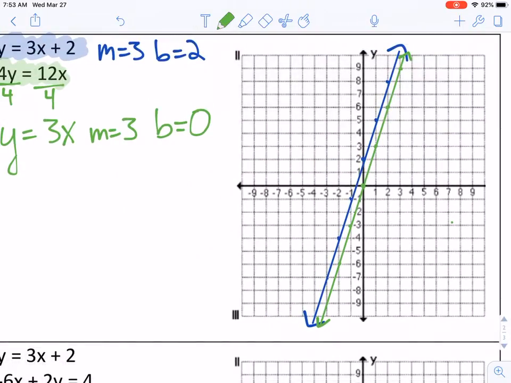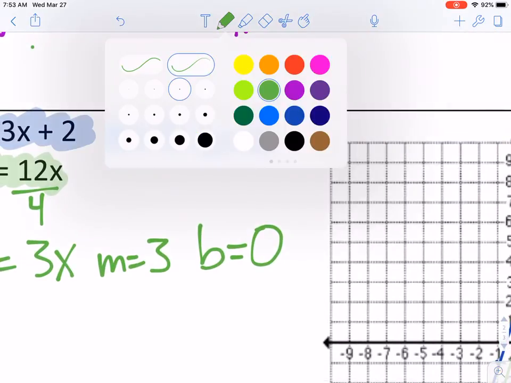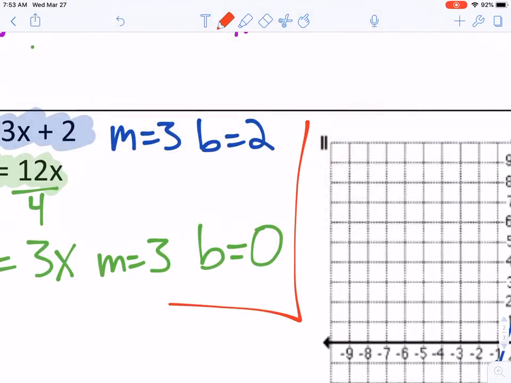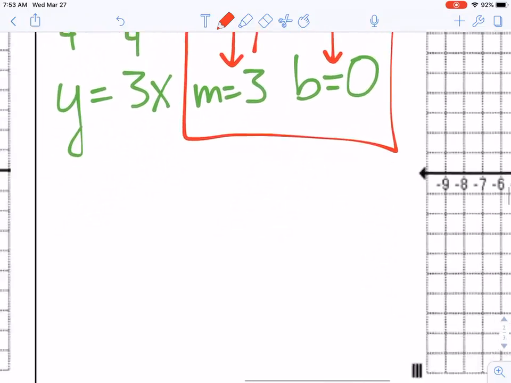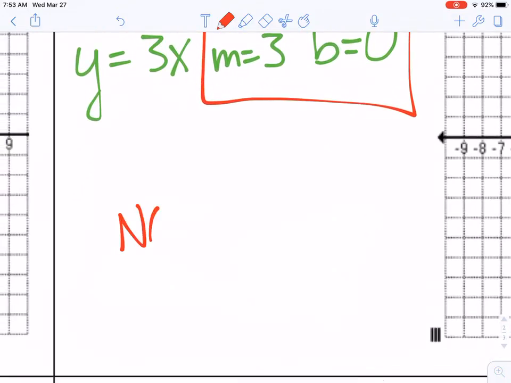So what I'm actually going to do is show you a trick. If we just focus on the slope and y-intercept that we wrote down, we can see they have the same slope, but they have different y-intercepts. We didn't even need to graph this. We could automatically see from the information that the slopes are the same but the y-intercepts are different, that they're going to be parallel lines, and there's going to be no solution.